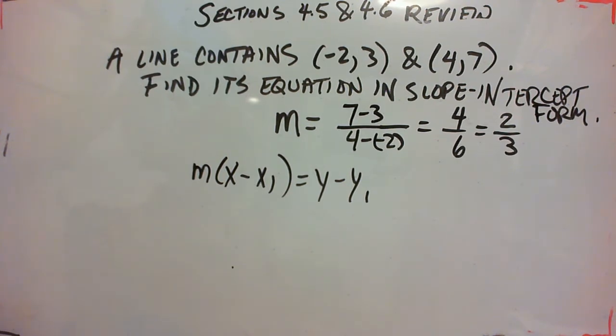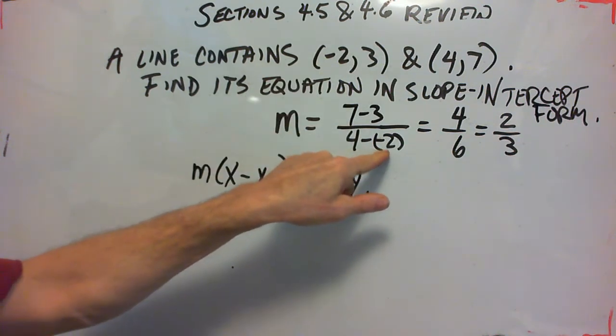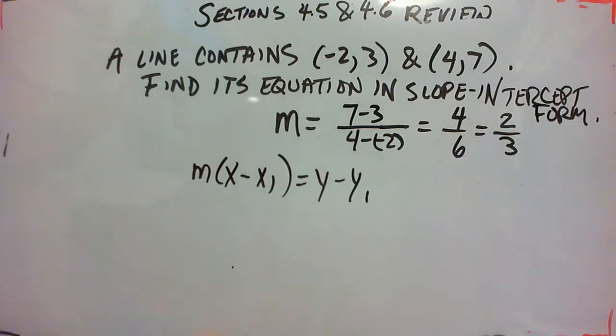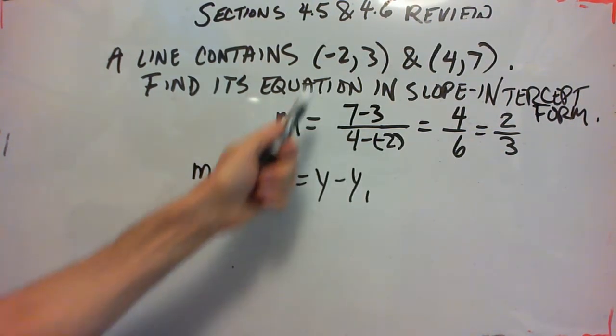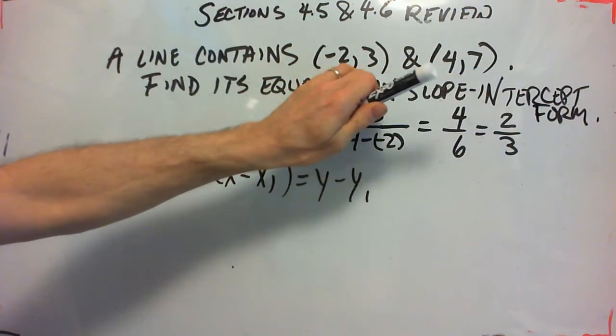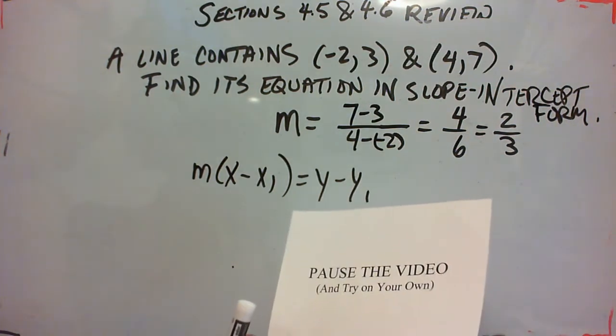Okay, so m is 7 minus 3 over 4 minus a -2 makes 4 over positive 6, which we can simplify to 2/3. So now plug that in, and x1, y1. Now it turns out you could use either point. We're just going to use the first point, and then see if you can get that final equation in slope-intercept form. So pause your video and try that.